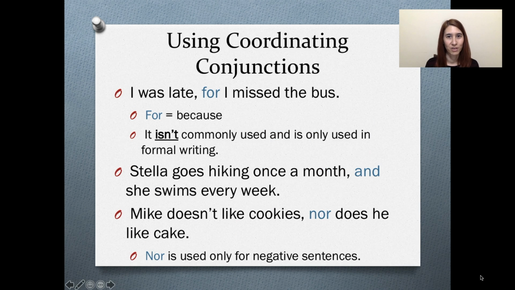Okay, I'm going to give you a bunch of examples to help you see how to use these coordinating conjunctions. The first one, for. I was late, for I missed the bus. You probably know for as a preposition, like this box or this present is for you. It's not that same for. Here we use for to mean because. This is not commonly used, so don't use it in speaking. We just use it for formal writing.